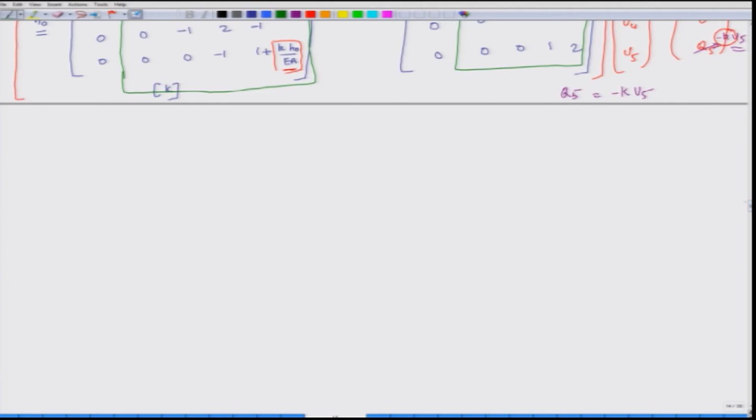So, ultimately what I get is K reduced minus lambda M reduced, multiplied by u2, u3, u4, u5, is equal to 0, 0, 0, 0.